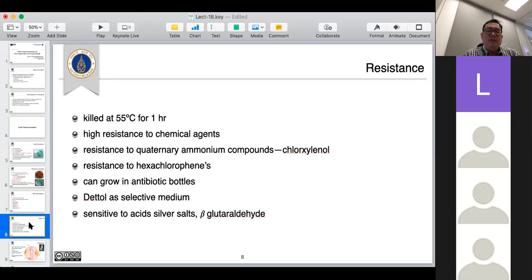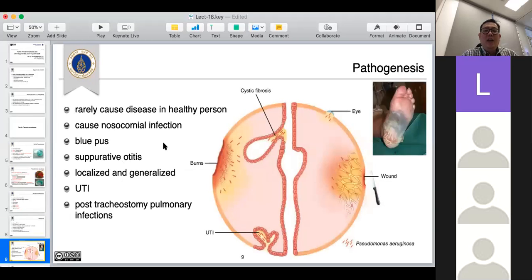Pseudomonas itself is quite resistant. They can grow in so many chemicals that are used for cleaning surfaces. If you want to kill them, use 55 degrees Celsius for 1 hour. Dettol can act as a selective medium. Pseudomonas can grow in Dettol, but the other bacteria cannot. That's a serious thing.